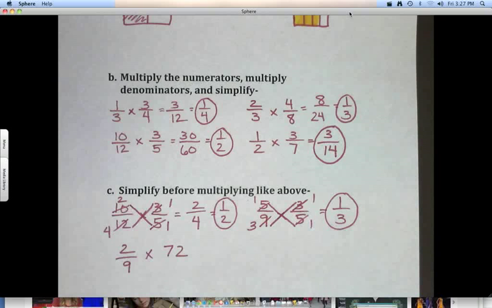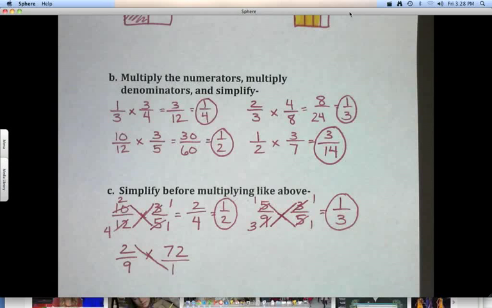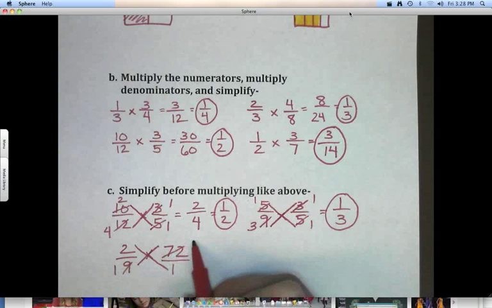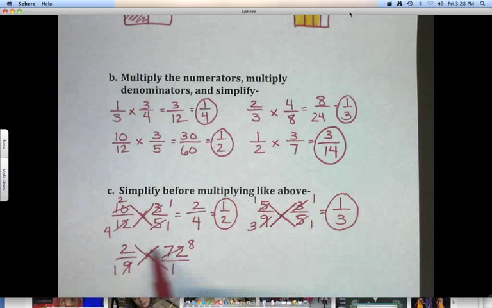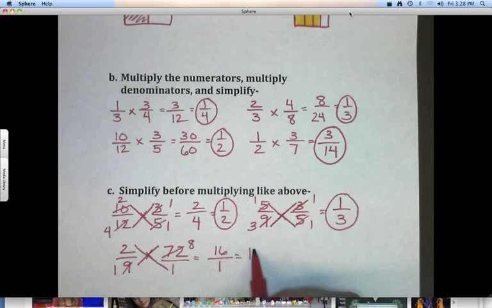Okay, 2/9 times 72. Let's say it's a whole number. We know that underneath 72, the denominator is 1. For all whole numbers, the denominator is 1. 2 and 1 is already simplified. 9 and 72. 9 goes into 9 once. 9 goes into 72 8 times. Multiply straight across. 2 times 8 equals 16. 1 times 1 is 1. Correct answer then is 16.